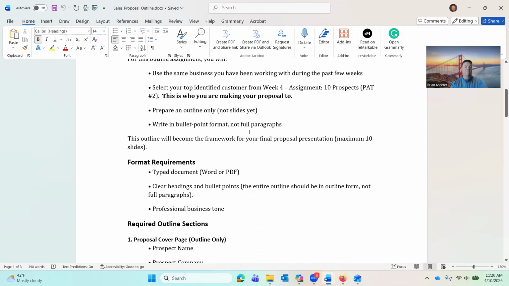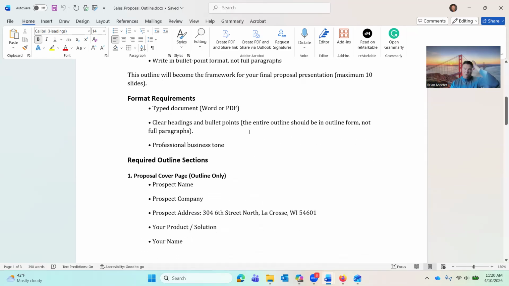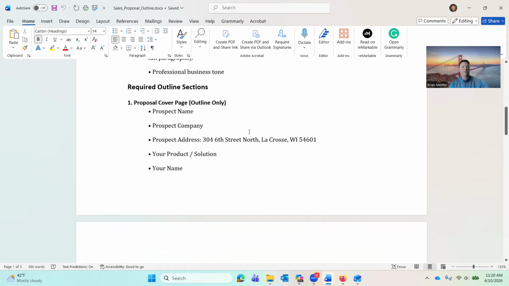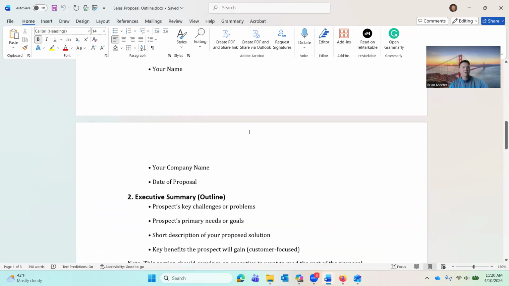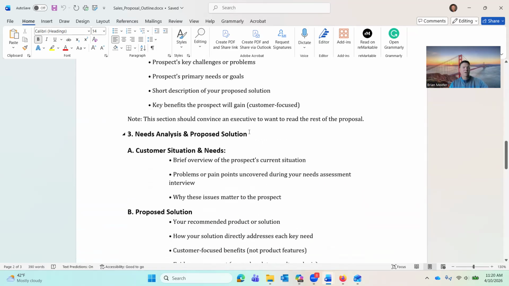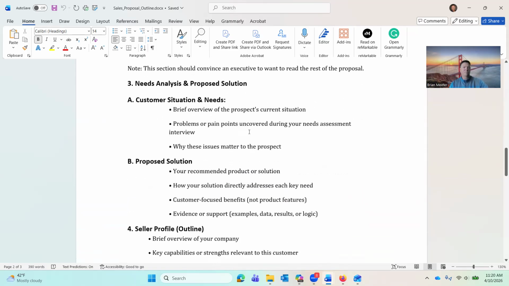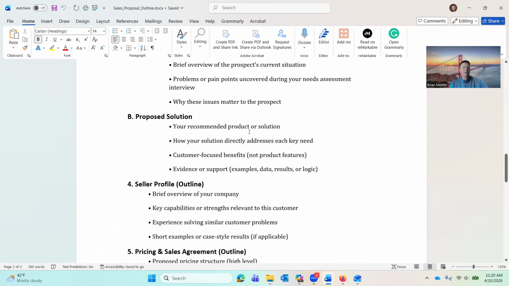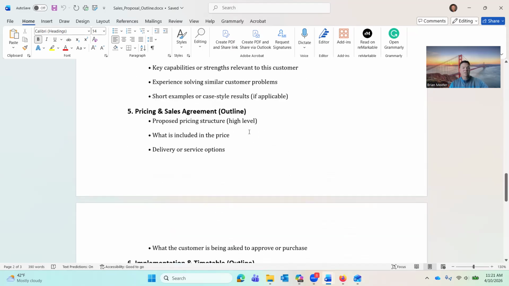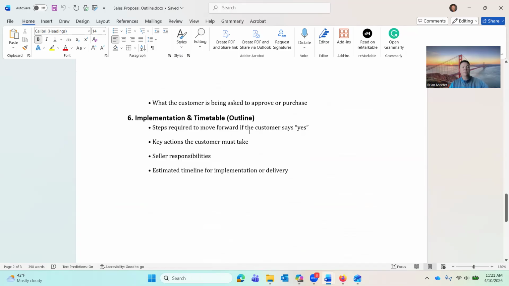The format is I want this in a Word or a PDF. You're going to upload it to Blackboard. You're going to have a cover page, introduce yourself, an executive summary, identify our key problems. You're going to have the needs analysis and proposed solution. You're going to include a seller profile, pricing and sales agreement, and at the very end, an implementation and timeline for when this is going to be able to get done.